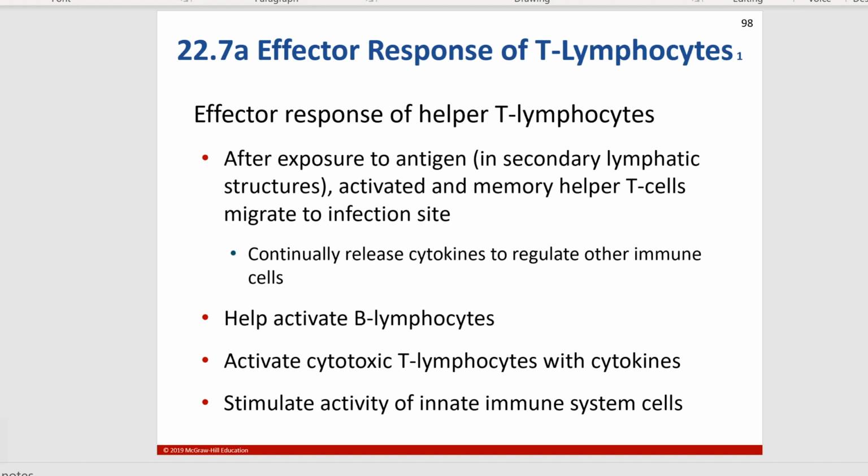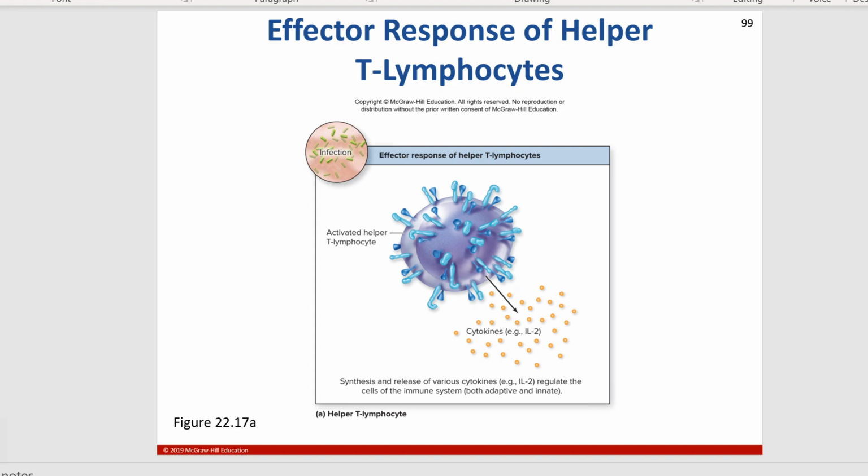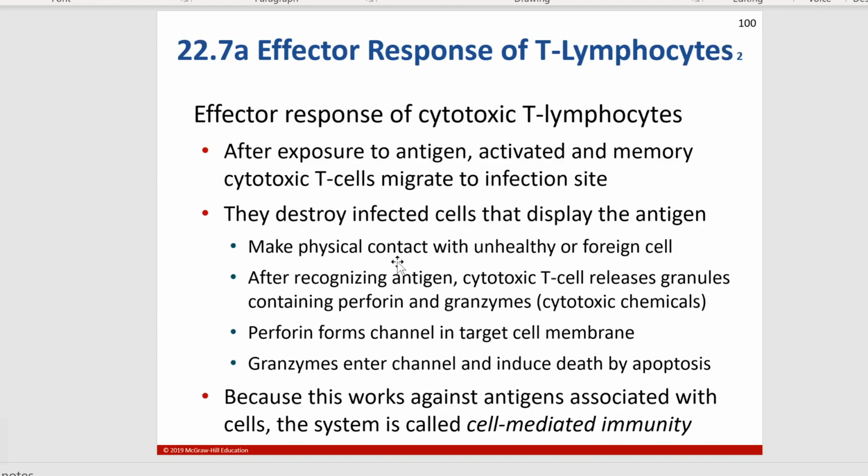Activated memory helper T cells migrate to the infection site. The cytotoxic T cells are going to target the infected cell themselves or the infectious agent directly. So they've got to get to the site of infection. They leave their cozy little spot in the lymph nodules and secondary lymphatic tissues. Find the site. Cytotoxic cells of the effector response are activated.